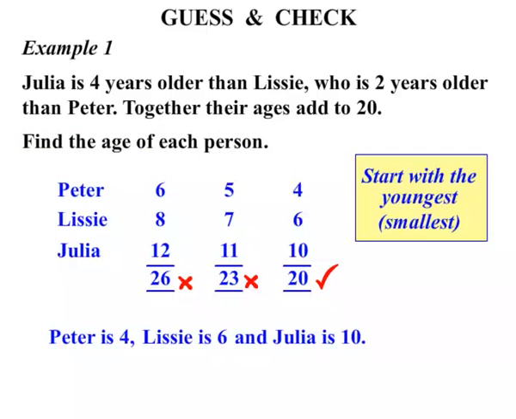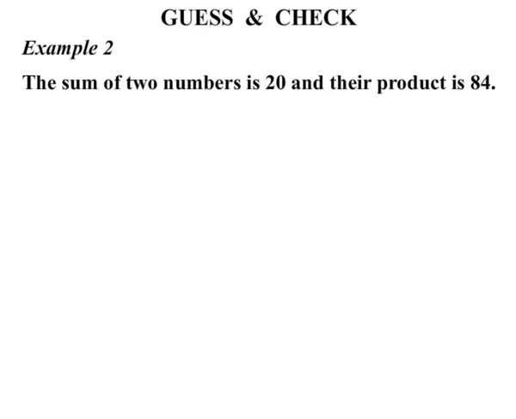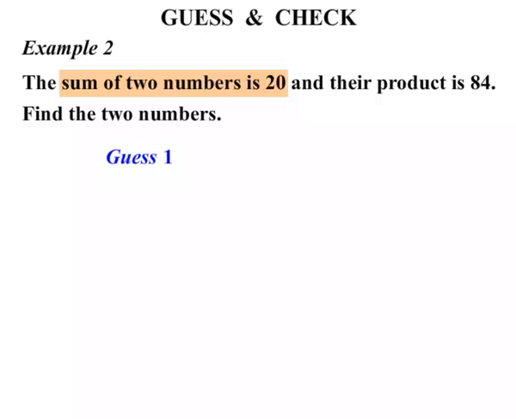Terrific. The next example, the sum of two numbers is 20 and their product is 84. We need to find the two numbers. Okay, our guess 1. If the sum of two numbers is 20, in other words, the two numbers add to give 20, well, probably the two easiest numbers I can think of is 10 and 10. All right, stick with some easy numbers and then we'll work our way around it. Now, because 10 plus 10, of course, is 20. Now, their product is 84.